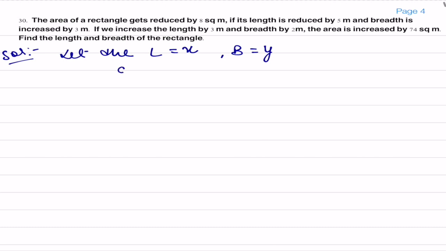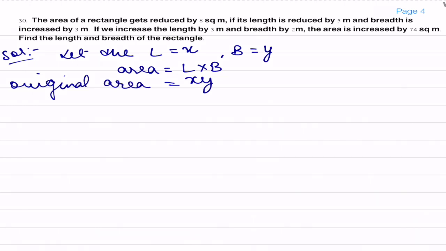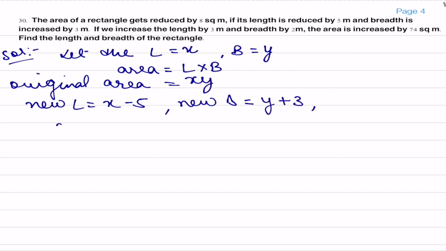Now the area of the rectangle, as we all know, is length into width, so it becomes x into y, xy. This is the original area of the rectangle. Now we'll come to the conditions. The condition is that the area of the rectangle is reduced by 8 meters square if we reduce the length by 5 and increase the width by 3. So the new length is x minus 5, and the new width is y plus 3. What is our new area? Length into width again, x minus 5 into y plus 3. This is our new area.